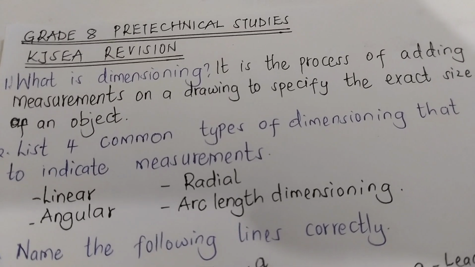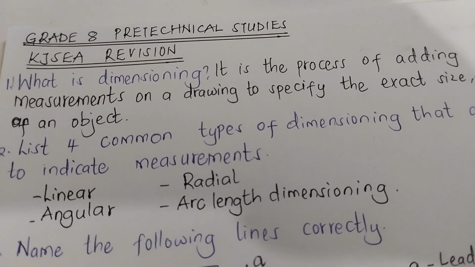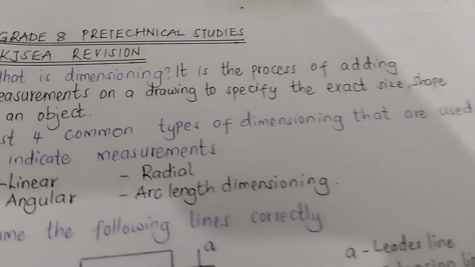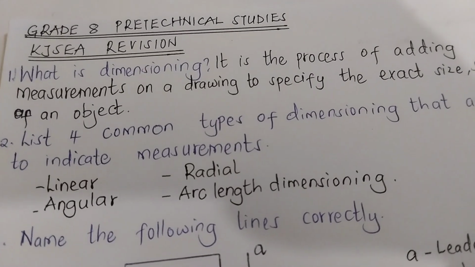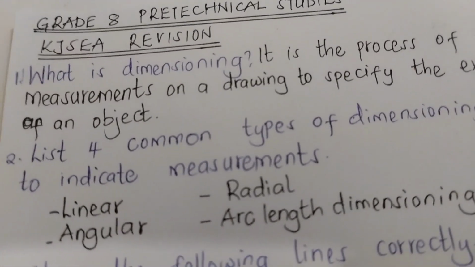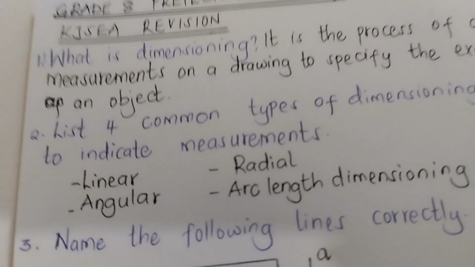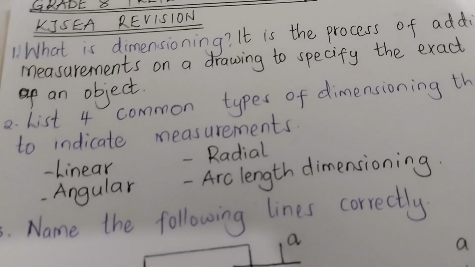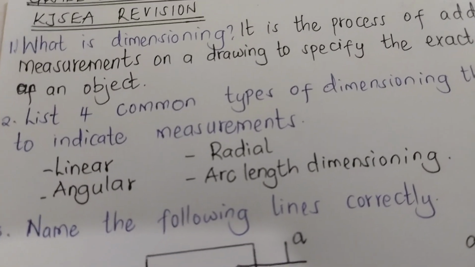The other question reads, list 4 common types of dimensioning that are used to indicate measurements. So the 4 types are linear, angular, radial, and arc length dimensioning. Those are the 4 types.